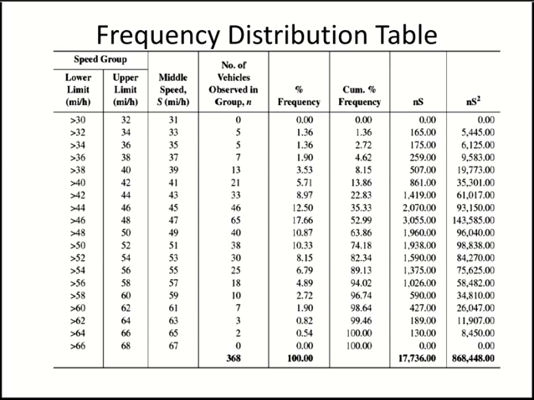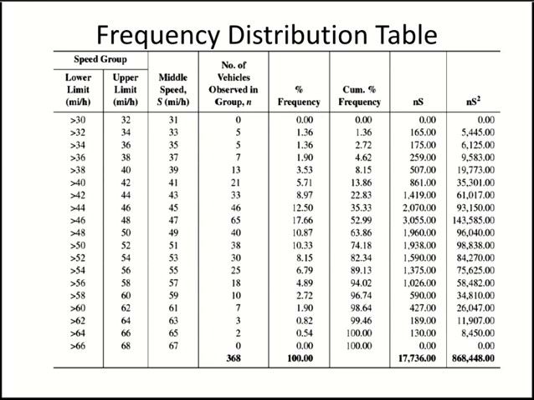Now, if there's a driver who is driving exactly at 34, his exact speed is 34. Tell me, will he be in the second group or the third group? Second group, because the third group is greater than 34. So I cannot put it there. You have to keep in mind that the lower limit has a greater than sign. Clear? Any problem till now?